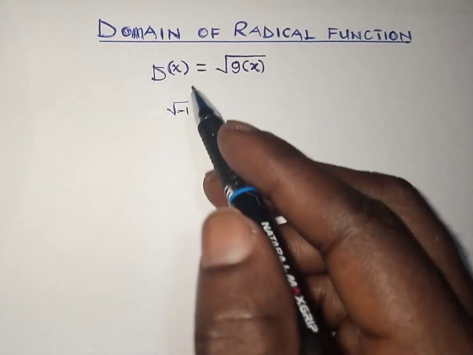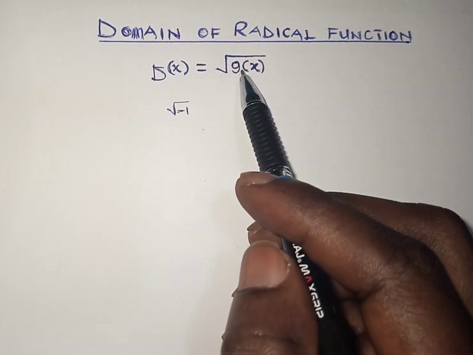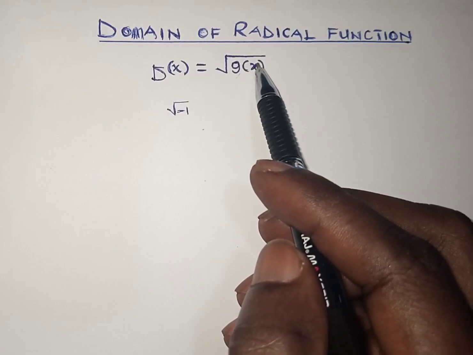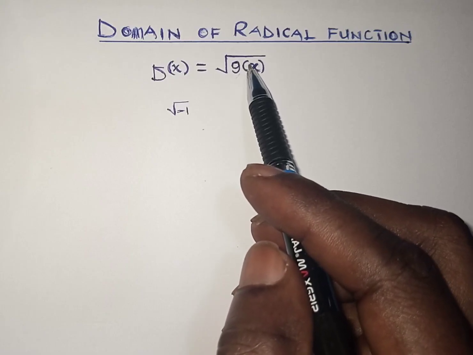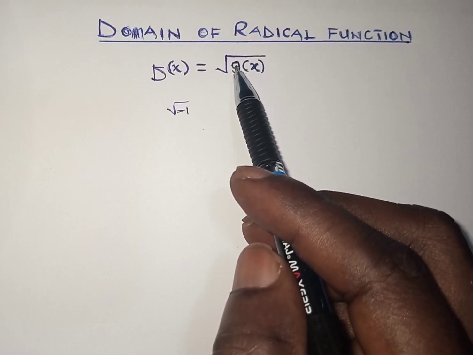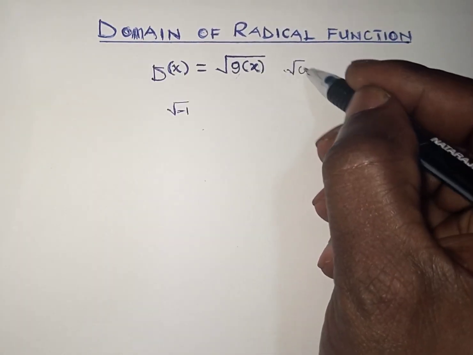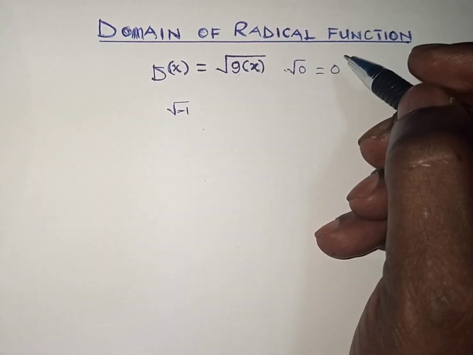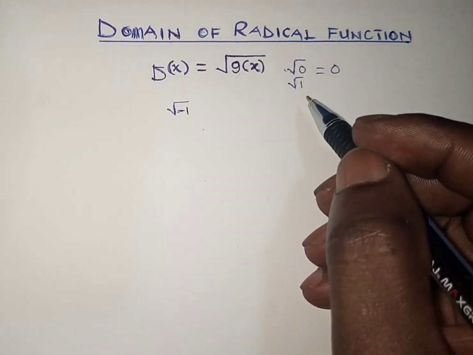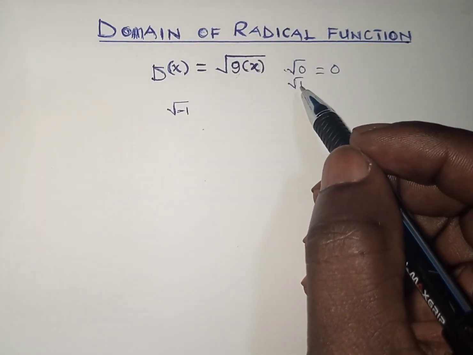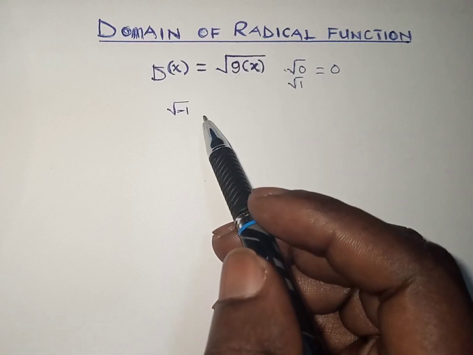So take note. If we ask you to find the domain of a radical function, it means that whatever value you get for the expression under the radical sign shouldn't be negative. Whether you get square root of 0, you know that it's still 0, because square root of 0 gives you 0. If you get square root of 1, once you realize that the value in the radical sign is not negative, then the function is defined. And that is what we are looking at. So take note of this.